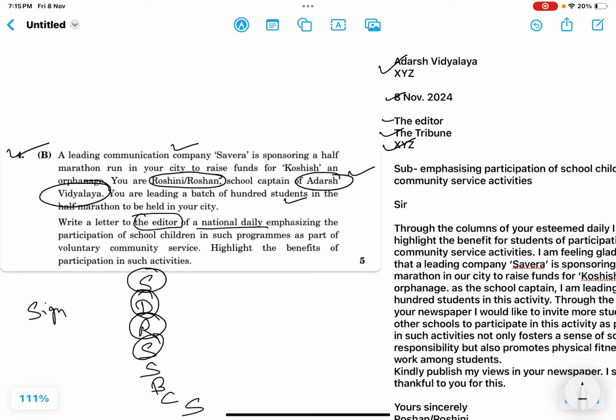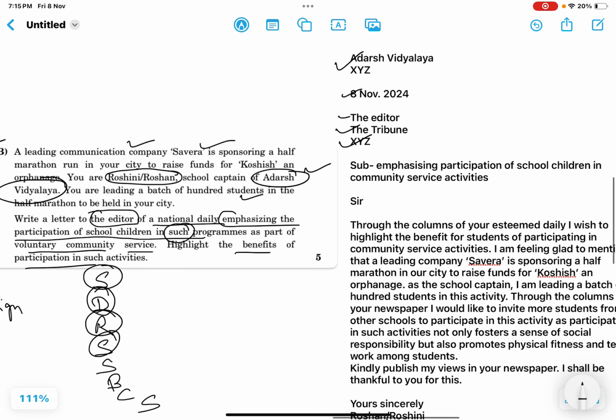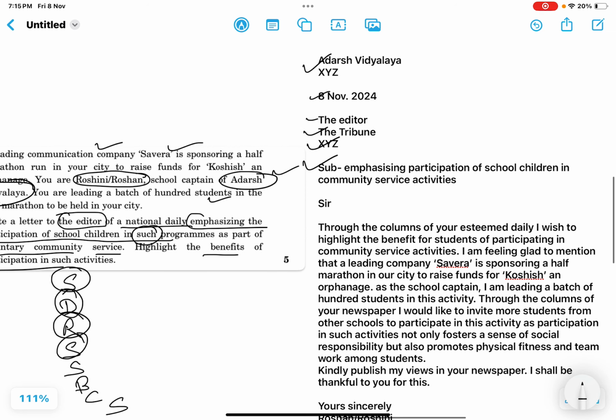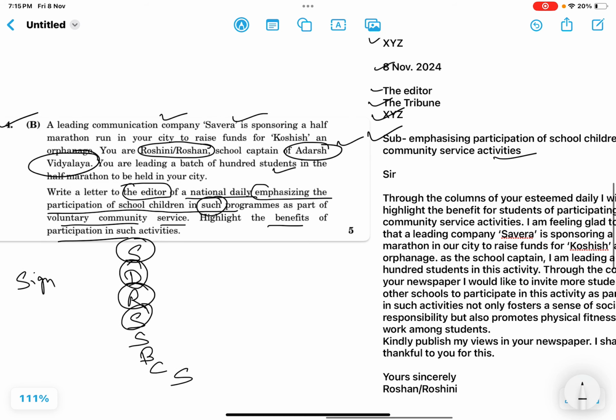Next one is subject. So what the subject is, write a letter to the editor emphasizing the participation of school children in such programs, that means in such kind of programs, community service activities. As a part of voluntary community service, highlight the benefits of participation in such activities. So you can see here I have written the subject emphasizing participation of school children in community service activities. Next is salutation, that is sir. Then body of the letter.